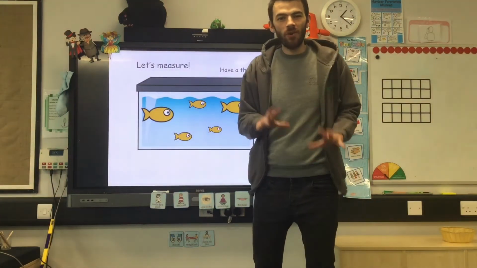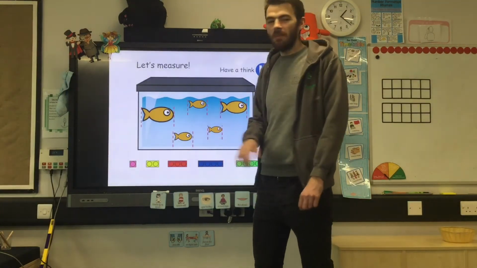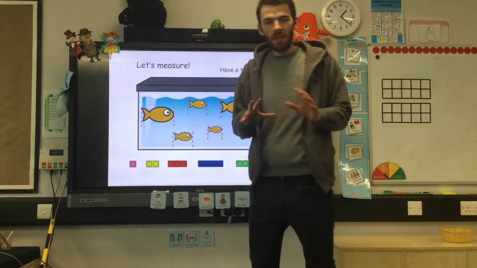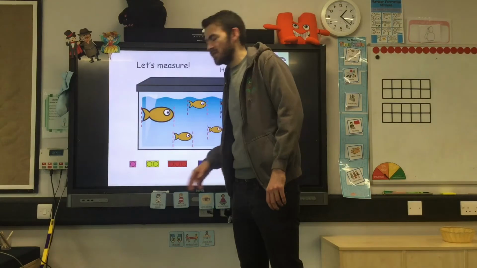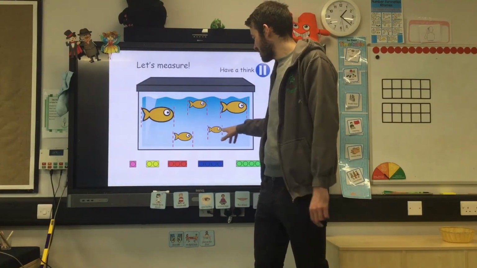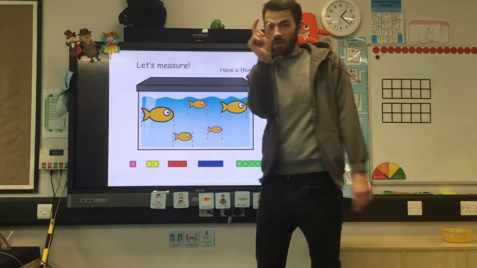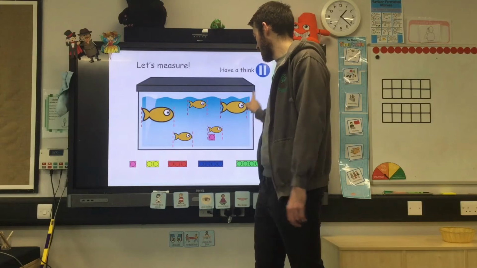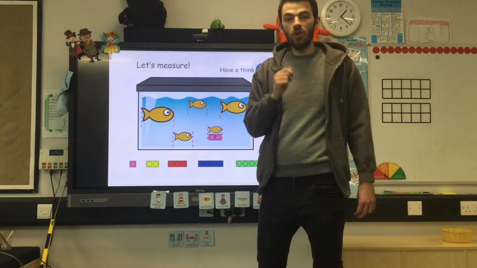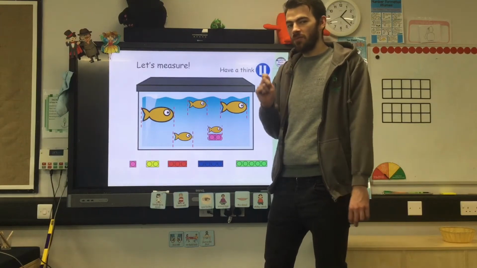So here we have a goldfish tank with different size fish in. We're going to measure them using some cubes. Now to make it easier, we've changed the colour depending on its size. So we're going to measure this fish first, and we can start by using individual ones and putting them next to each other so we can see that it is 2 cubes long. So this fish is 2 cubes long.